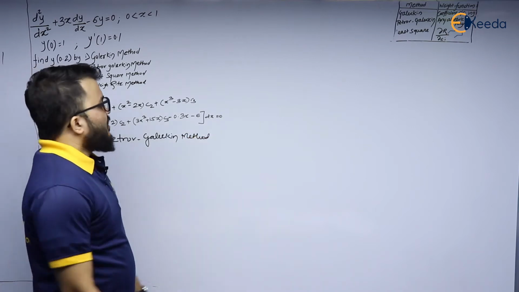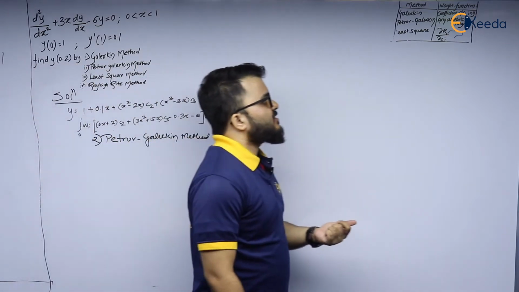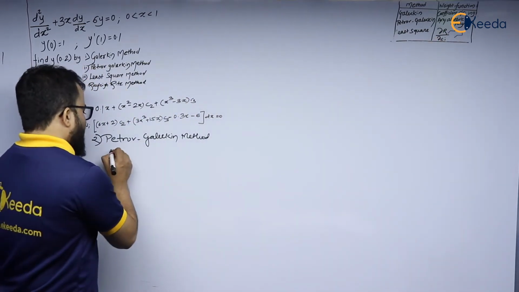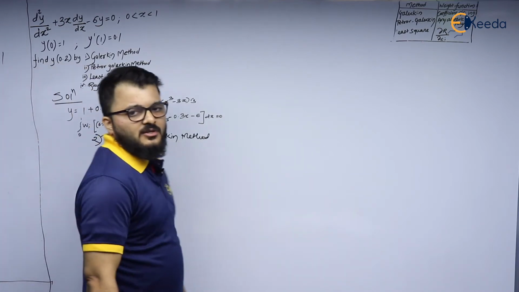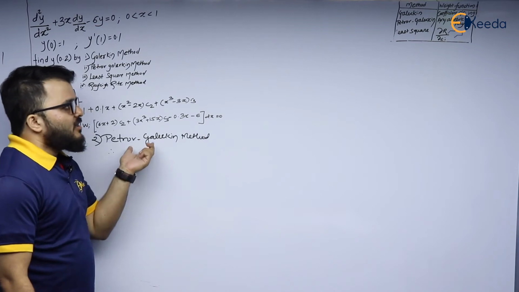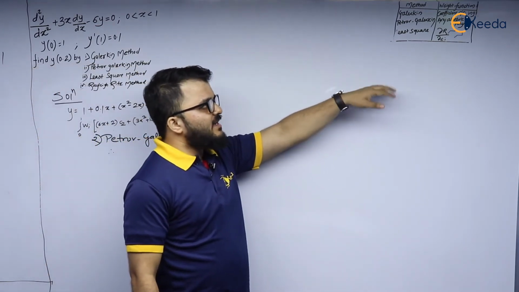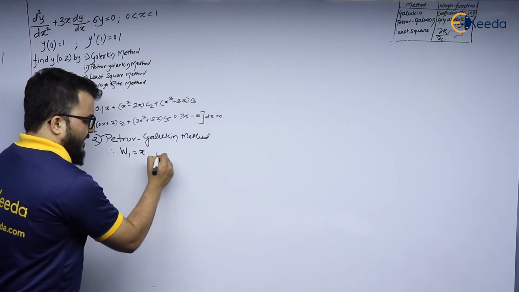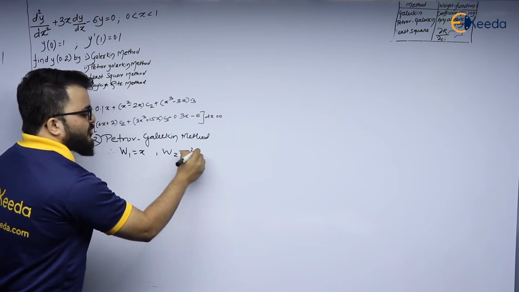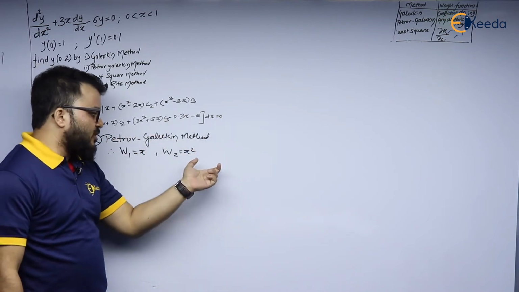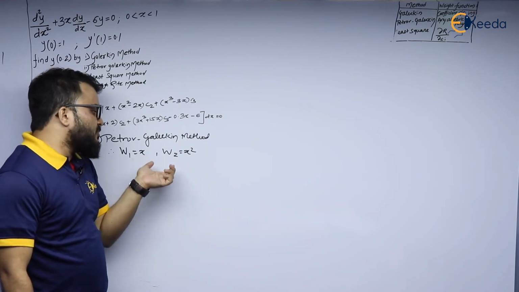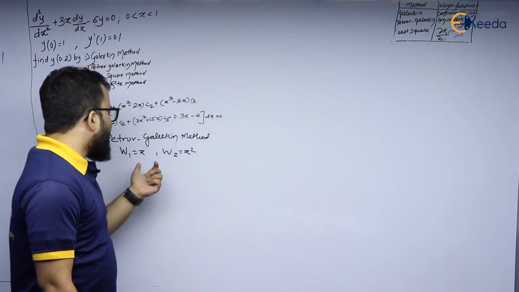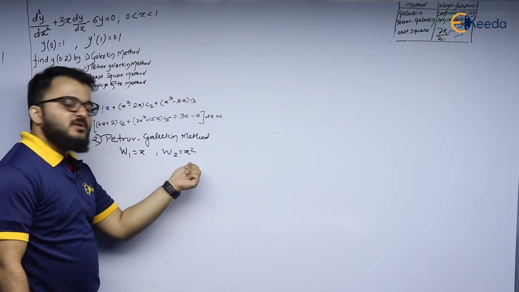Okay. So for the Petrov-Galerkin method, my weight function will be any algebraic polynomial. First we will decide what my weight function is. Already in the last sum we know that an algebraic polynomial is nothing but any function in terms of x. So I will assume w1 is equal to x and w2 is equal to x squared. You can assume x cube, x raised to 4, or x raised to 5 also. But if you assume x raised to 5 or x raised to 6, then the integration complexity will increase. So always assume w1 is equal to x and w2 is equal to x squared.